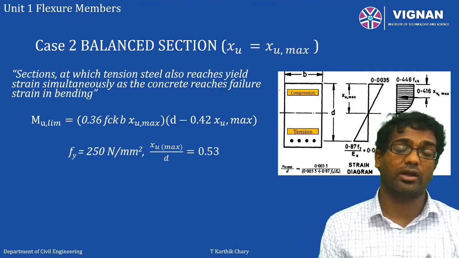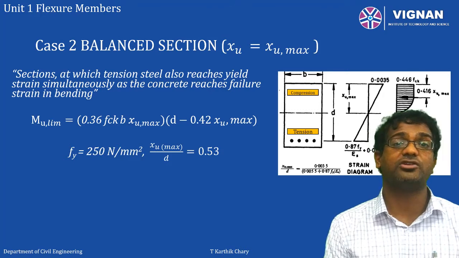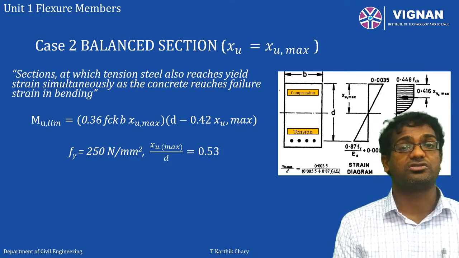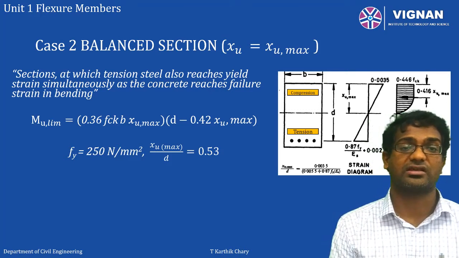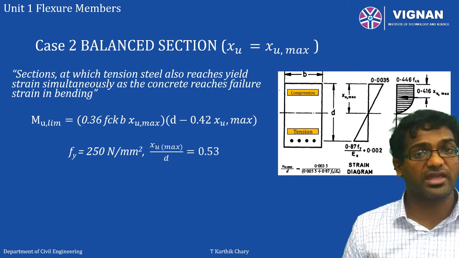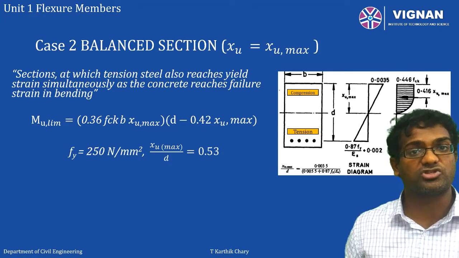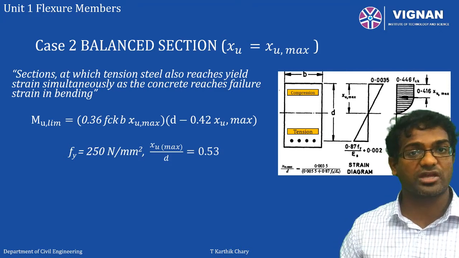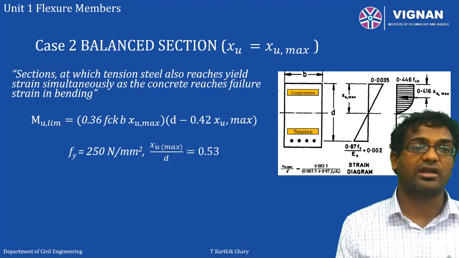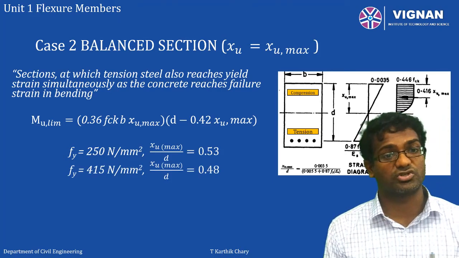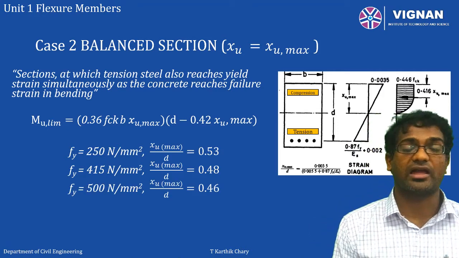The equation is given by Mu equals 0.36 fck b XU max into lever arm (d minus 0.42 XU max). It is recommended by IS 456 that when you are choosing a balanced section, you should always consider the limiting neutral axis for all calculations and design purposes. From clause 38.1, page number 70 in IS 456, for grade Fe 250, the limiting neutral axis depth XU max by d is given by 0.53. So from this, XU max can be written as 0.53 times d. If you substitute 0.53 d in the moment of resistance equation, that equation can be further reduced. In the same manner, it can be done for grade 415 and grade 500.